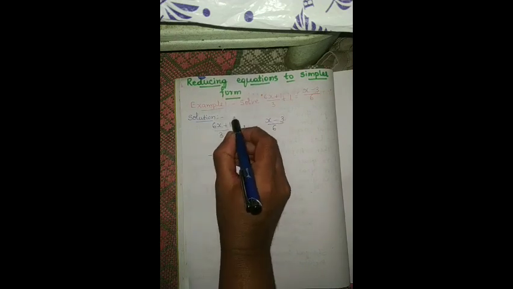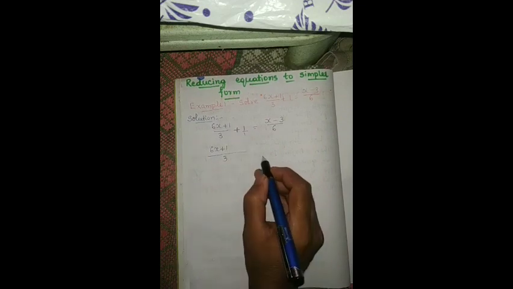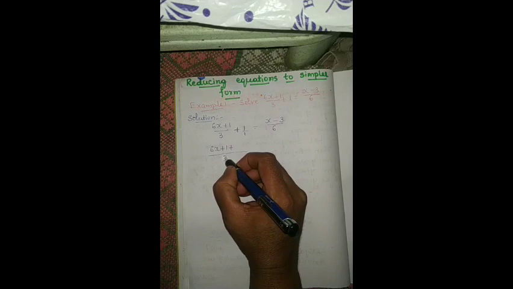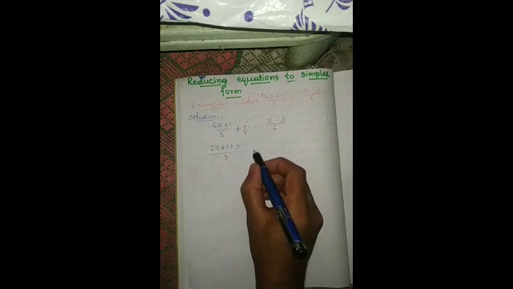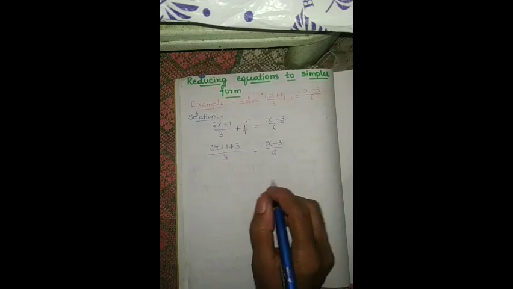Now, how much are 3? You know how to take the LCMs and write the numbers here. 3 ones are 3, so this whole is multiplied by 1, which means it is 6x plus 1 itself. Plus here it is 1. 1 threes are 3, children. Here observe, 1 threes are 3. So the right hand side is as it is, x minus 3 divided by 6.